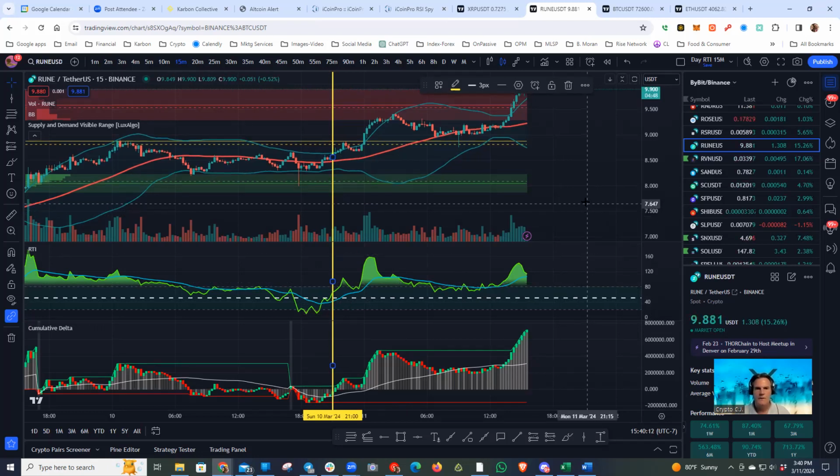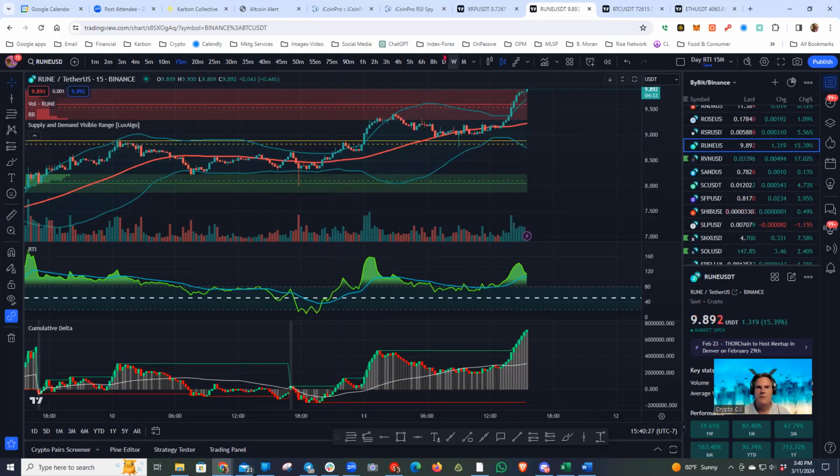So, okay. I like breaks above the 50 and the 80 and the 20 on the RTI on Rune right now. All those could be potentially lucrative. I got 3 questions in the chat.